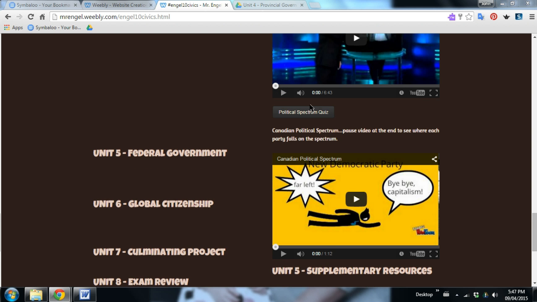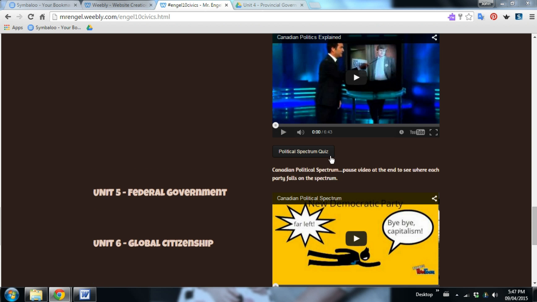I've also put in a political spectrum quiz that is really useful for seeing where you fall on the political spectrum. Are you left wing, right wing? If you don't know what that is, we're going to discover that a little bit in this unit. This is really fascinating stuff.